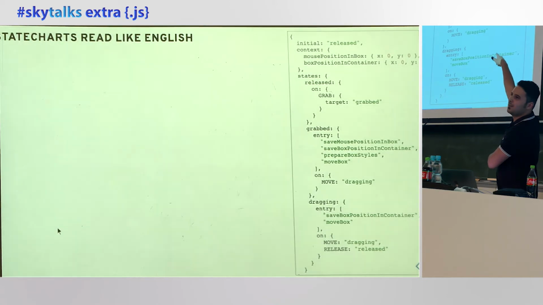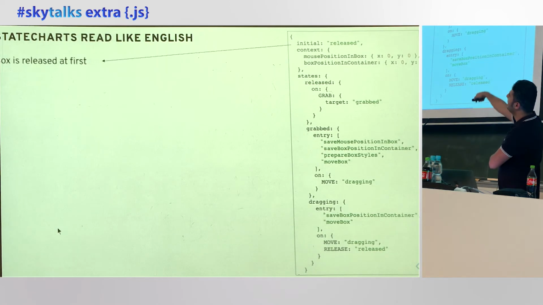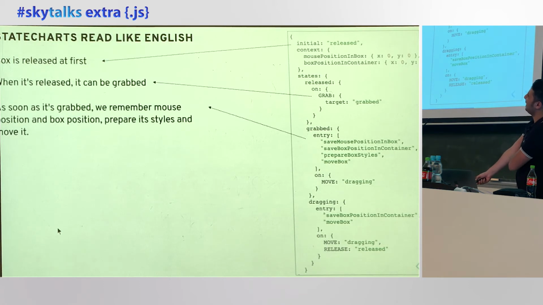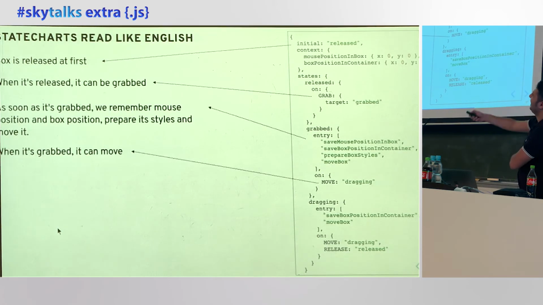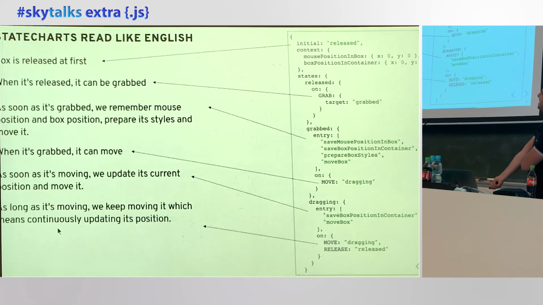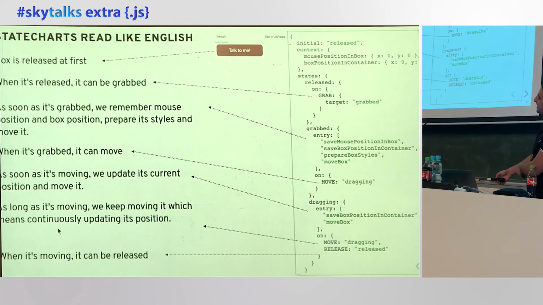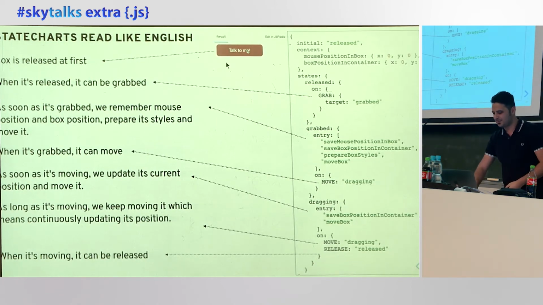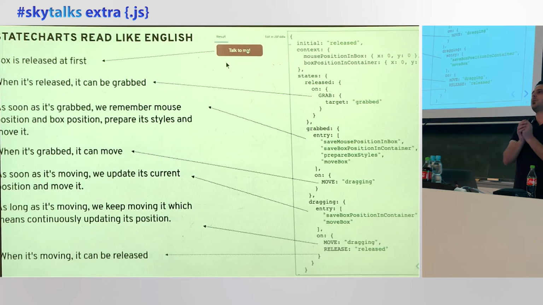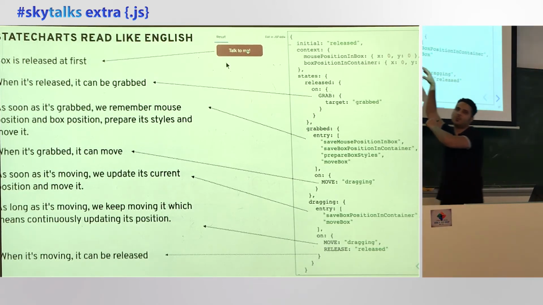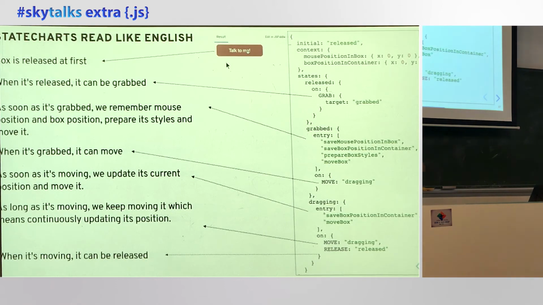You remember the dragging box JSON definition, right? It reads like English. Like basically whatever I read for you, it can be released. When it's released, it can be grabbed and stuff like that. It's basically reading like English. It's human readable. And to prove that it works, I'm going to show you a demo. This is using the natural language processing to interpret the JSON definition here. I wrote it last night before going to sleep.